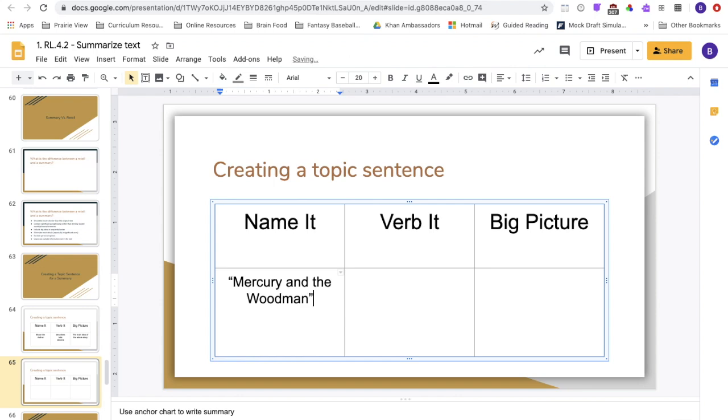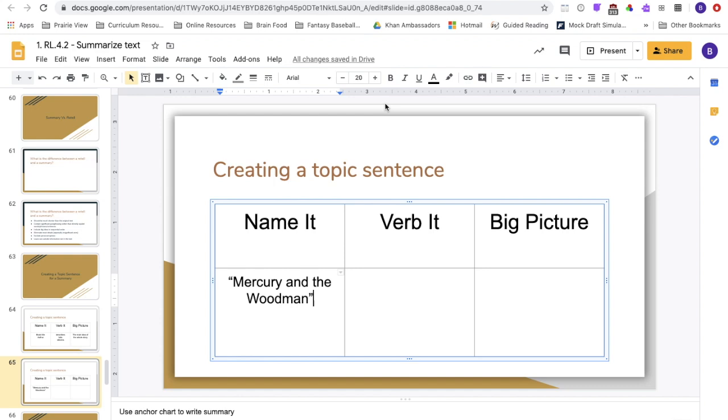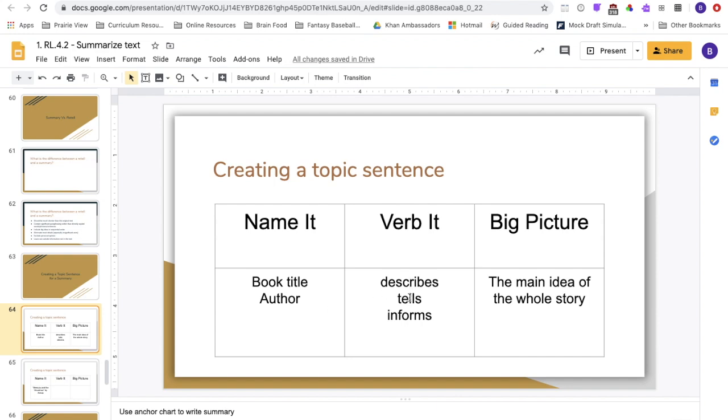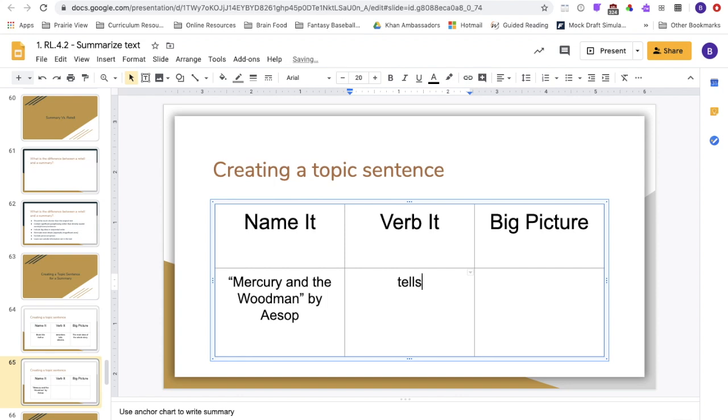I'm going to double check just to make sure that's okay. Mercury and the Woodman. Great. And that is by Aesop. Got it. Now we can use one of the words describes, tells, or informs. I'm going to use the word tells. I imagine Aesop as this big storyteller, so I'm going to use that one.